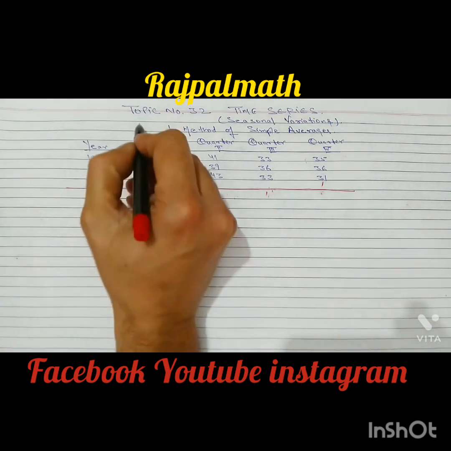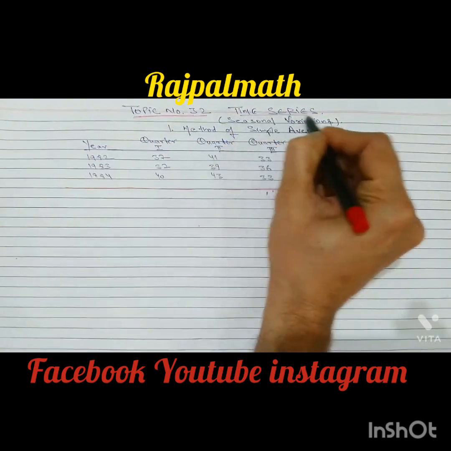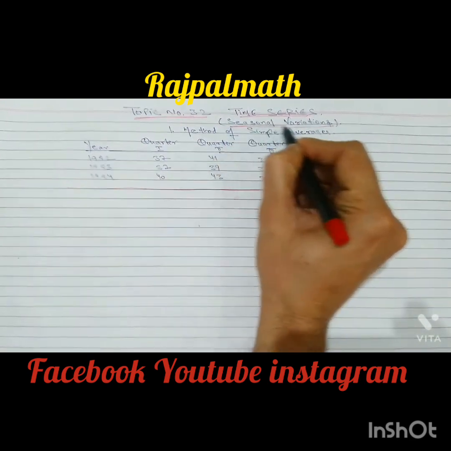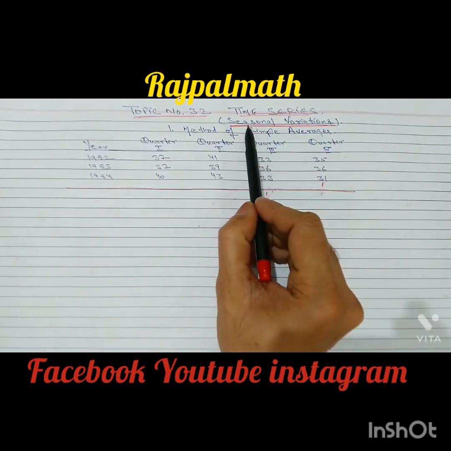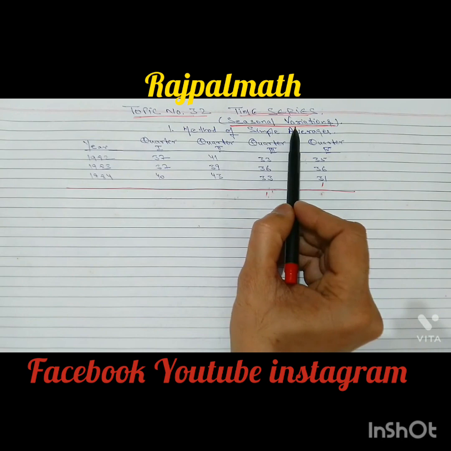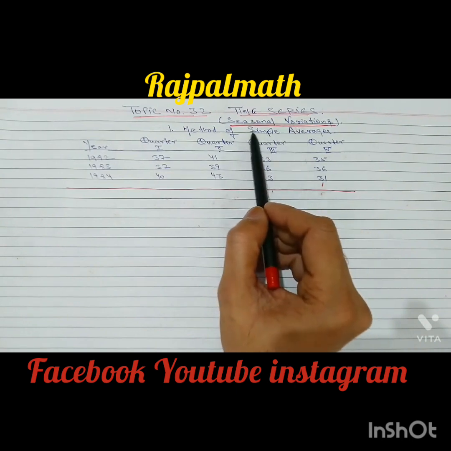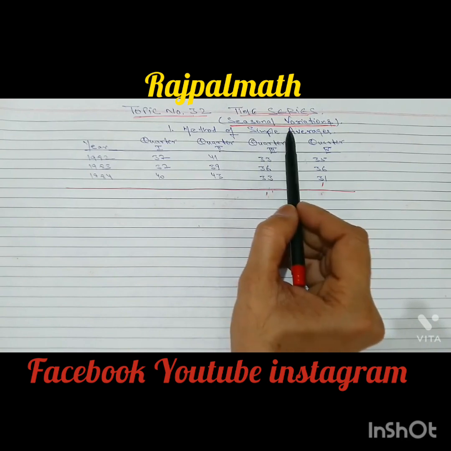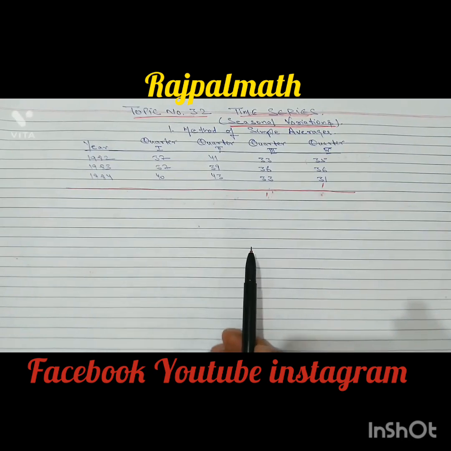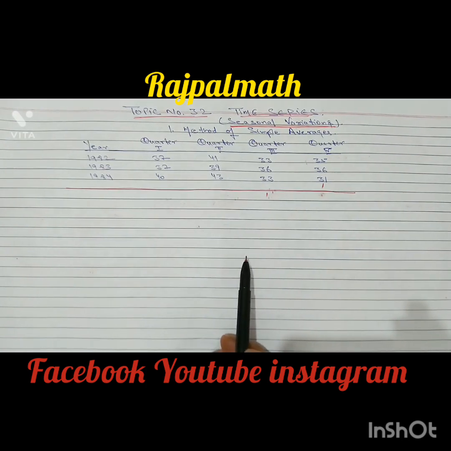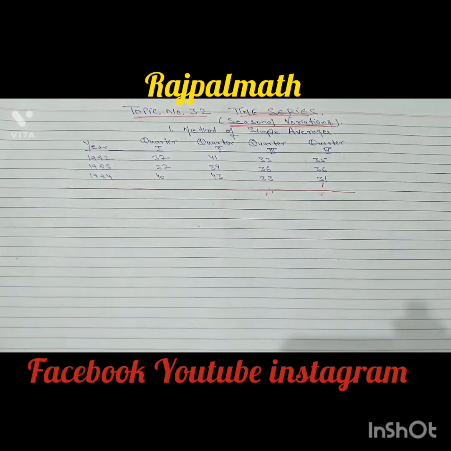Hello students, our topic number 32 is time series seasonal variation. Seasonal variation is also called periodic variation, which are predictable movements in the data that occur in regular cycles. Like during summer season, demand for fans, ice cream, Coca-Cola increases, or moves in an upward direction. These are called seasonal variation.